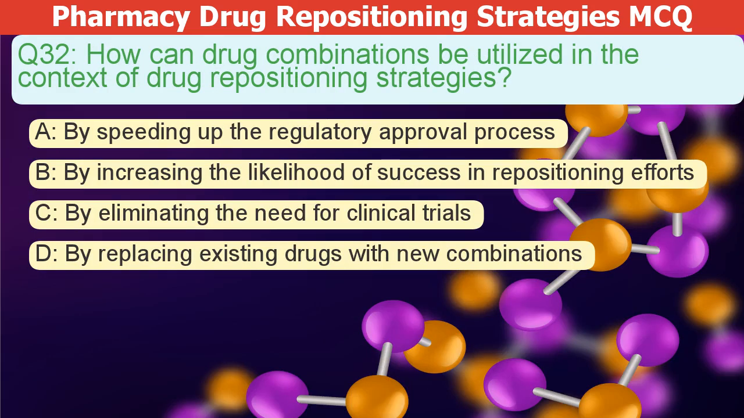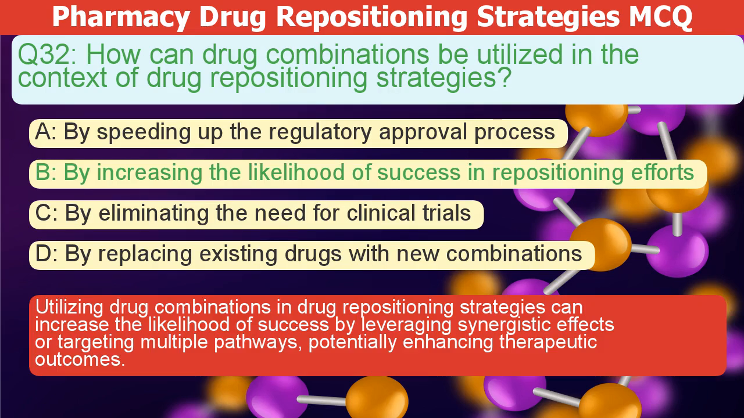How can drug combinations be used in drug repositioning strategies? A. By speeding up regulatory approval. B. By increasing the chances of success. C. By eliminating the need for clinical trials. D. By replacing existing drugs with new combinations. The correct answer is B.